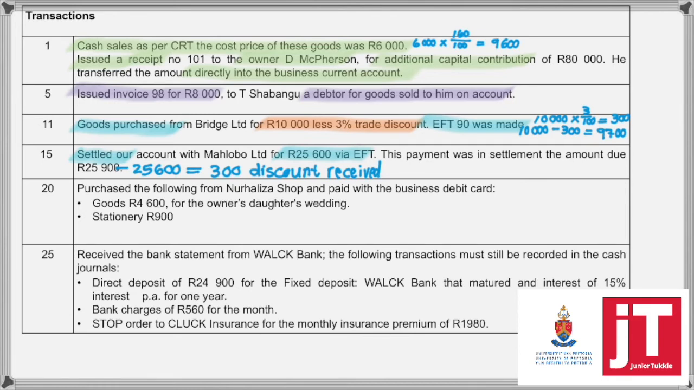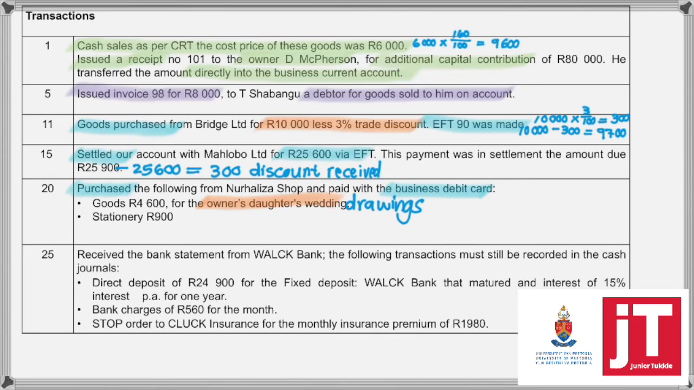Day 20, purchased the following and paid with a business debit card. Now if you pay with a debit card, it will be a bank statement transaction. Goods for the owner's daughter's wedding, that will be drawings, and then stationery. You'll have to add those two together as one transaction and then split them later on in sundry accounts.